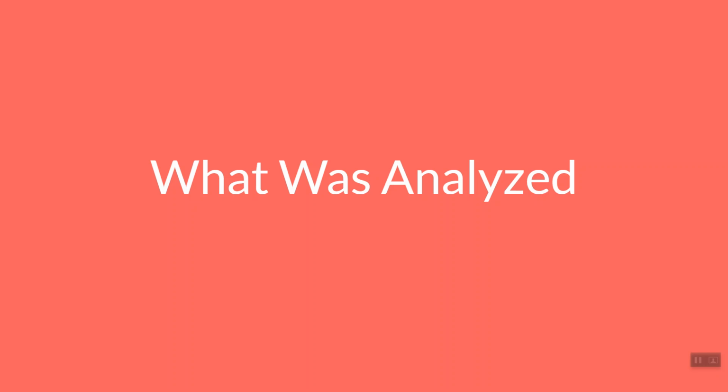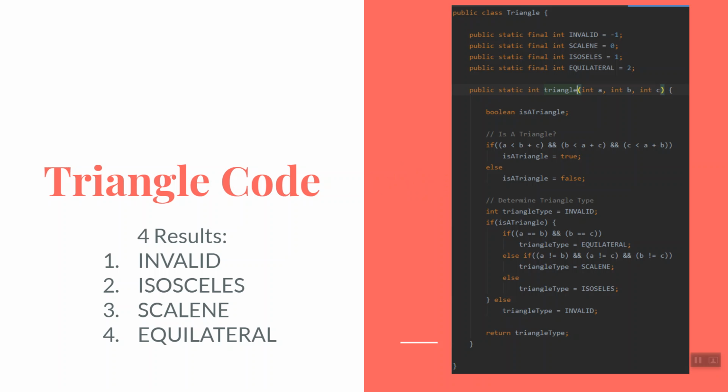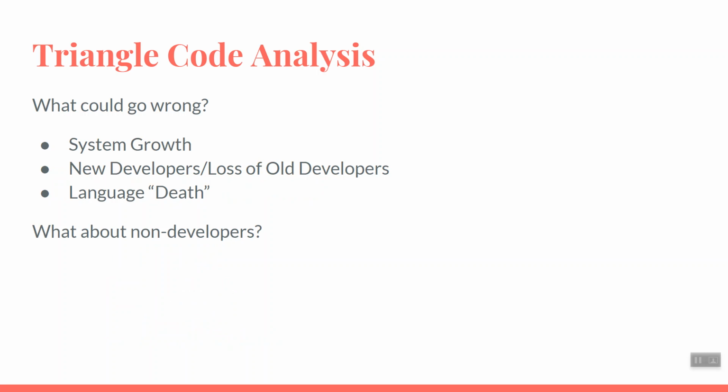So what was analyzed? I went with the triangle code that was given to me in a previous semester. There are 4 results that can occur from this code: an invalid input, an isosceles triangle, a scalene triangle, or an equilateral triangle. So what's wrong with relying on code analysis?